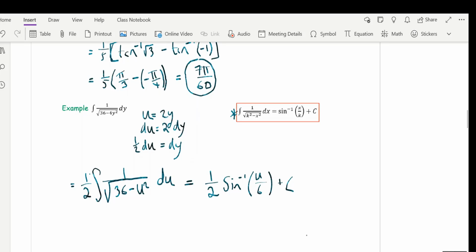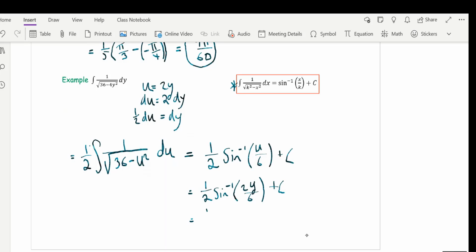And then let's go back to x's. Since this is an indefinite integral, this is sine inverse of 2y over 6 plus c. And finally, one more simplification. That's 1/2 sine inverse of y over 3 plus C. So these are pretty fun, straightforward, easy problems. And that's the end.